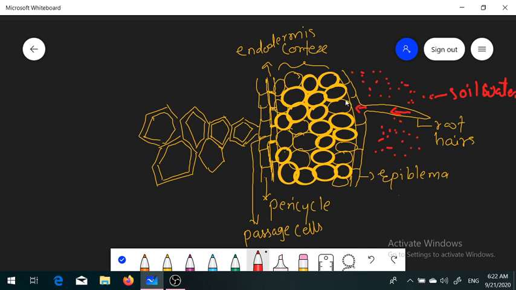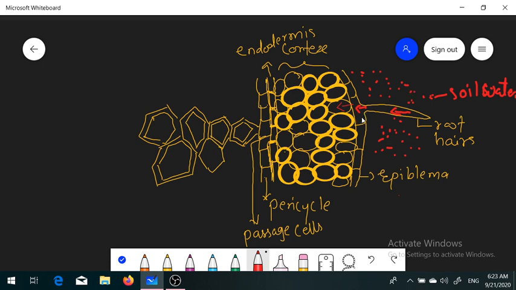Then from that, the water enters into the cortical cell. How does the water enter the cortical cells? The cortical cell has a higher osmotic pressure than this epiblema cell. Why does the epiblema cell have lower osmotic pressure than the cortical cell? Because it absorbs the water from the soil.